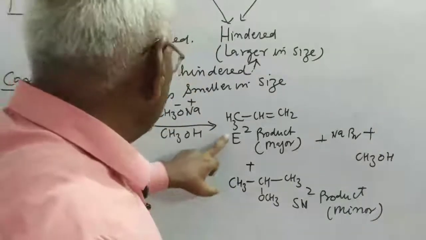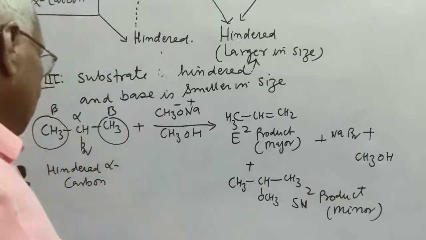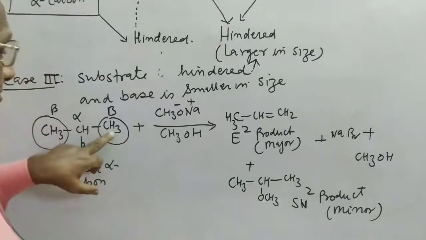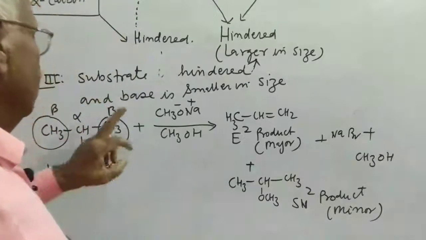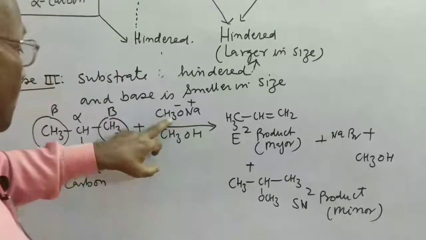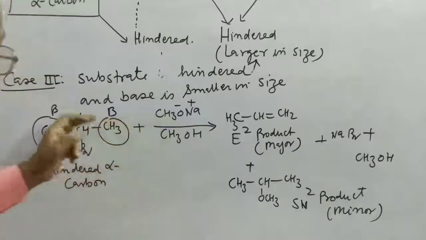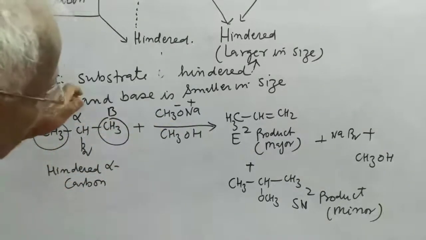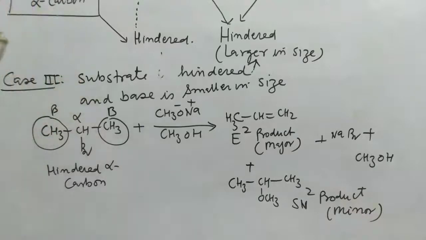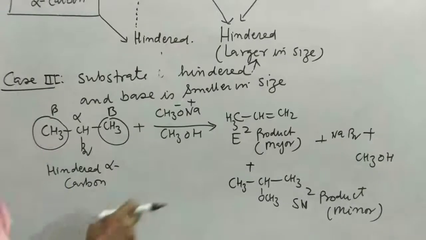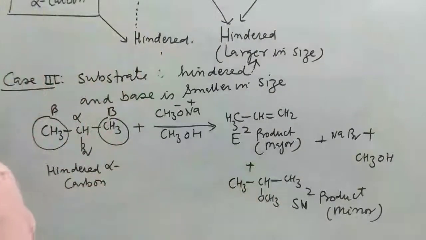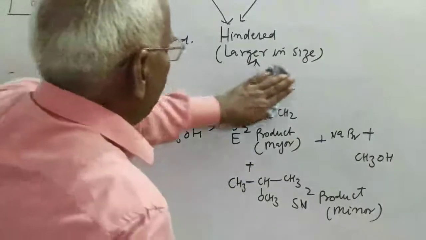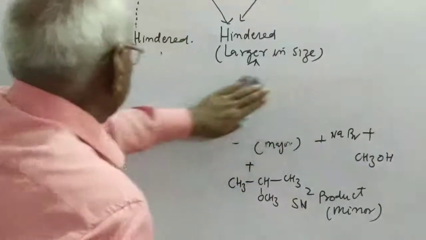So E2 reaction is facilitated because of availability of the beta proton, but SN2 product is minor because attack by methoxide ion from the backside is not well permitted. That's why the product is minor. So in this second case, E2 reaction predominates over SN2 reaction.